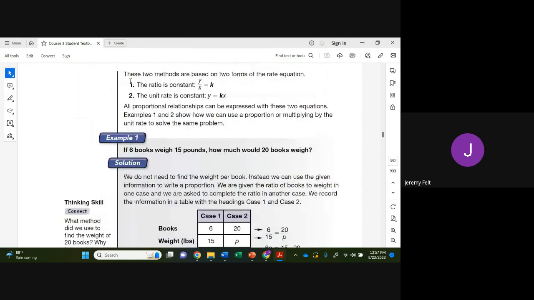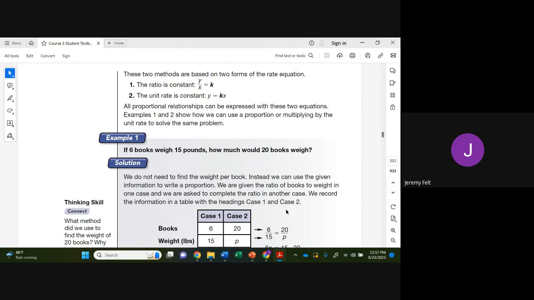So these two methods are based on two forms of the rate equation. The ratio is constant, y over x equals k, or y equals kx. So k, it's bolded right there. K is our constant of proportionality. So it's our constant that isn't changing no matter what. So if we're talking about the speed that we're traveling, how long we've been driving will affect the distance we've gone, but the speed at which we're driving isn't changing. We know when we actually drive, it fluctuates a little, but for the purposes of calculation, that k is always the same.